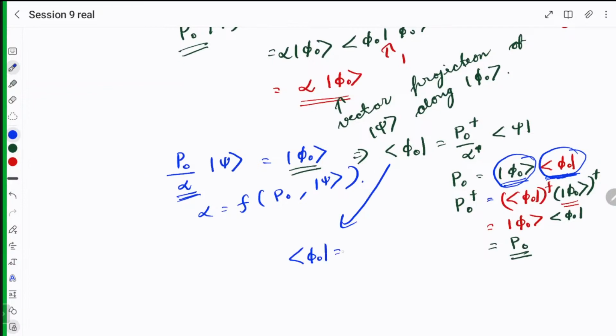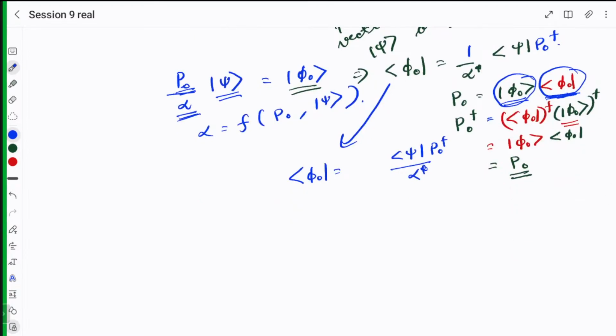bra phi naught is bra psi P naught dagger by alpha star. Sorry, this order will also be changed. Because you see, this is again a matrix multiplication, and on taking the dagger, the order changes. So this operator will act on the bra vector from the right.